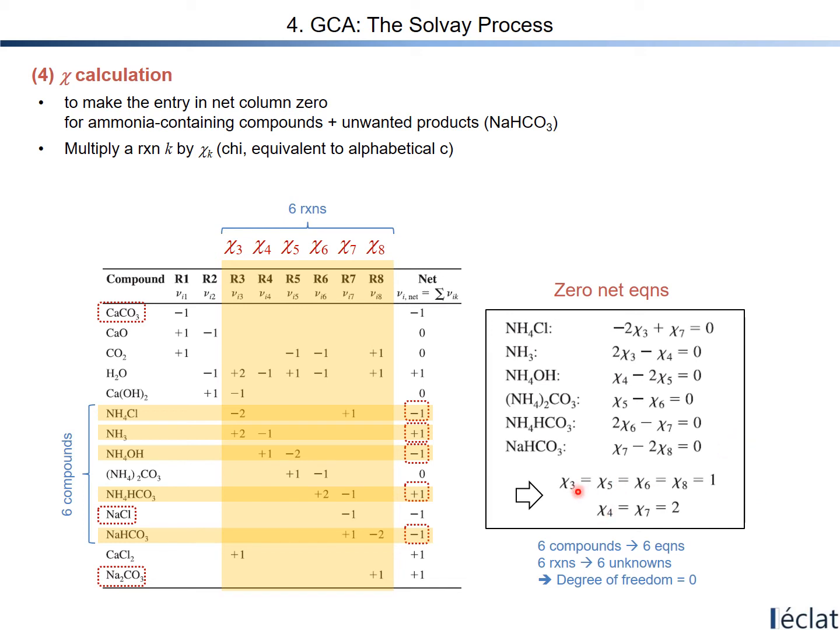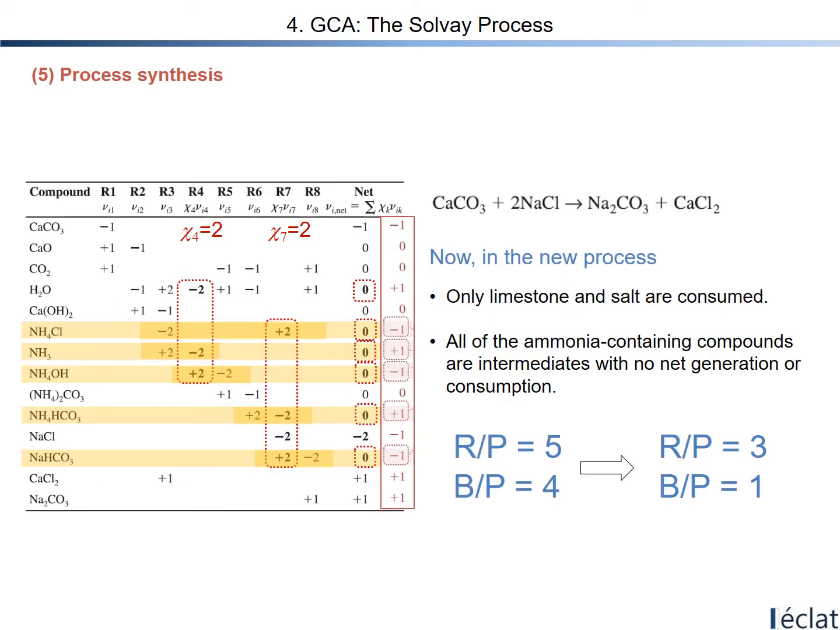Then chi 1 to chi 3, chi 5 and chi 6 are 1, so it means nothing changes there. However, chi 4, the weight factor of reaction 4, and chi 7 is 2. So we will multiply this factor into these reactions, reaction 4 and reaction 7. Then let's go to the next step, process synthesis.